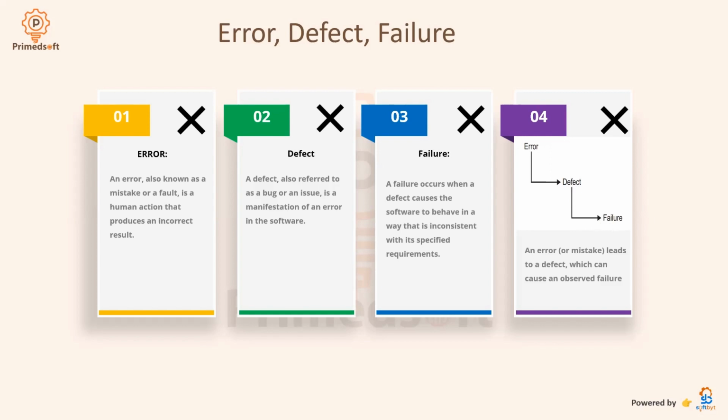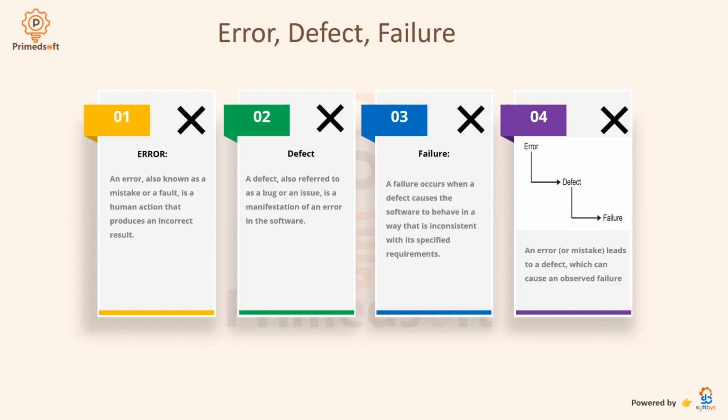Error: a mistake made by a human during the development process. That's the definition in a nutshell. Defects: the manifestation of an error in code or software. Failure: the observable deviation from the expected behavior during the execution of the software.